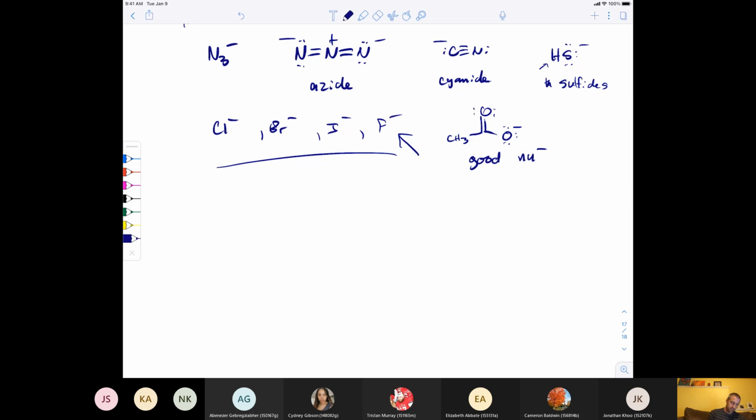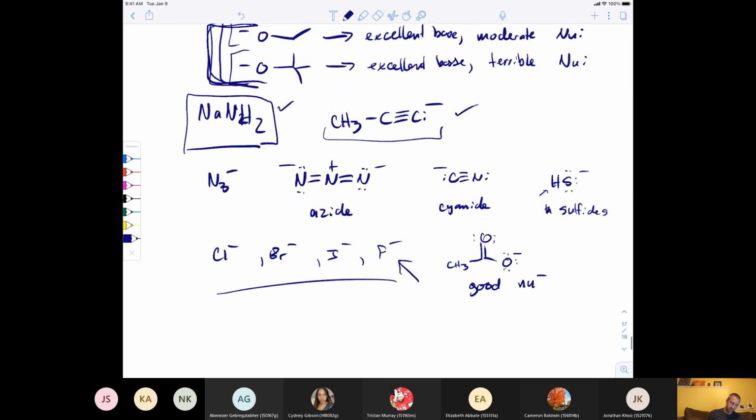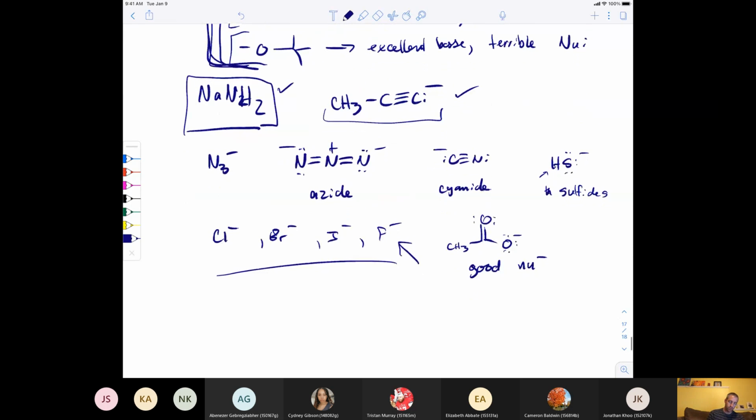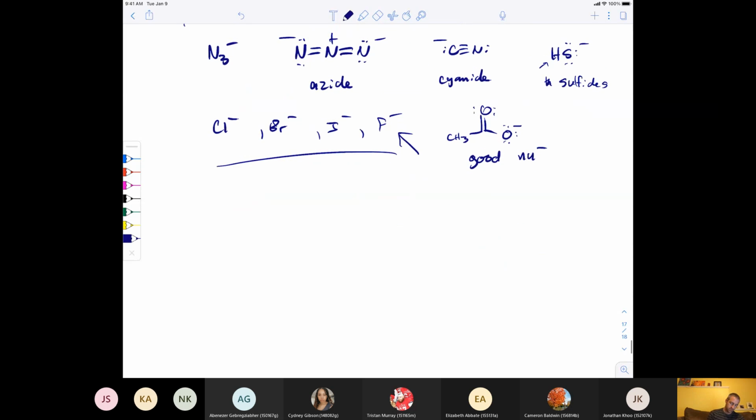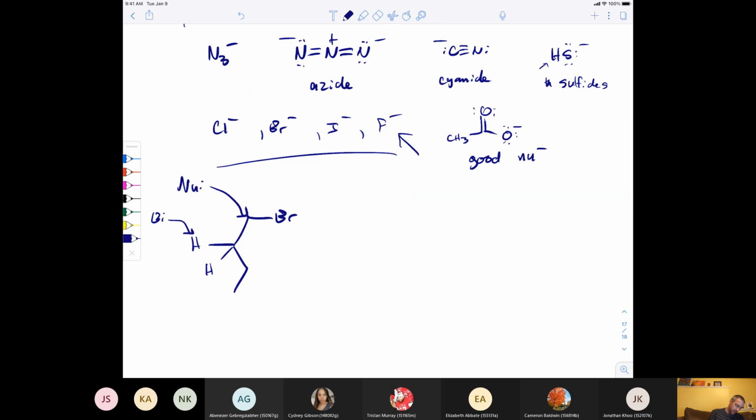So the difference between a nucleophile and a base: bases love to go for protons, nucleophiles love to go for carbons. So if we give it an example, the nucleophile goes there. The base goes there.